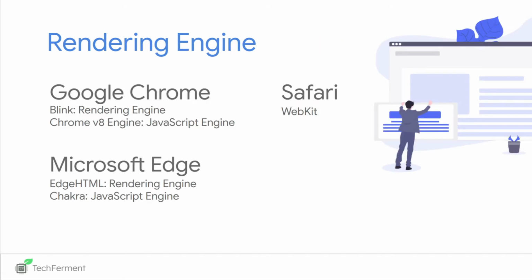As I told you, each browser has its specific rendering engine. Specifically in Google Chrome, the rendering engine is called Blink, and inside Blink we have a separate engine for running your JavaScript code, the Chrome V8 engine. Similarly, in Microsoft Edge, the rendering engine is EdgeHTML, and for JavaScript we have Chakra. And for Safari, we have WebKit. So it totally depends on the web browser and its rendering engine.